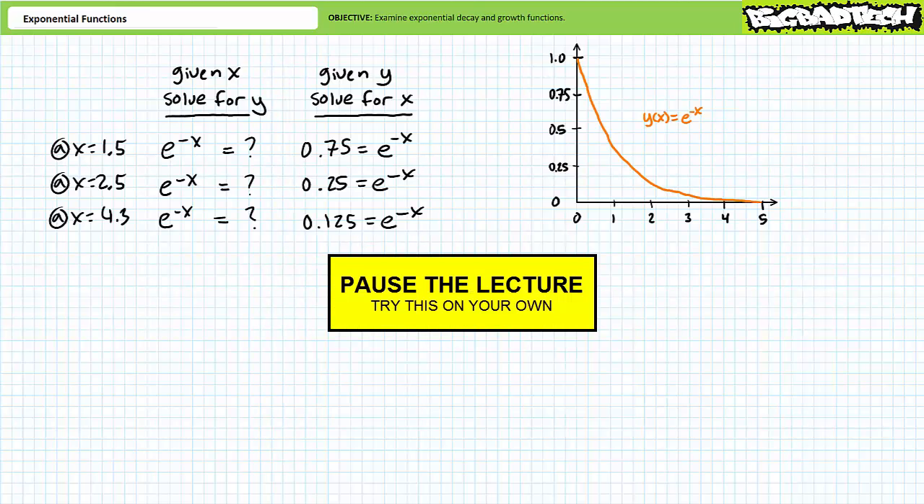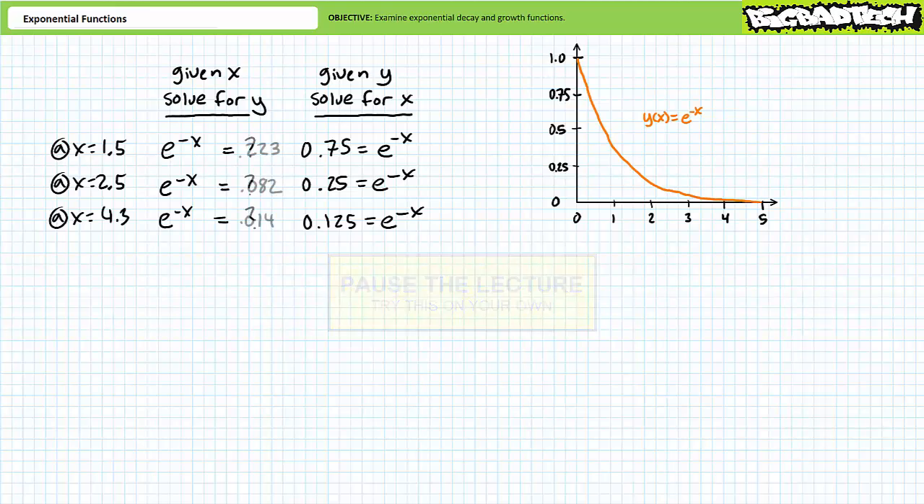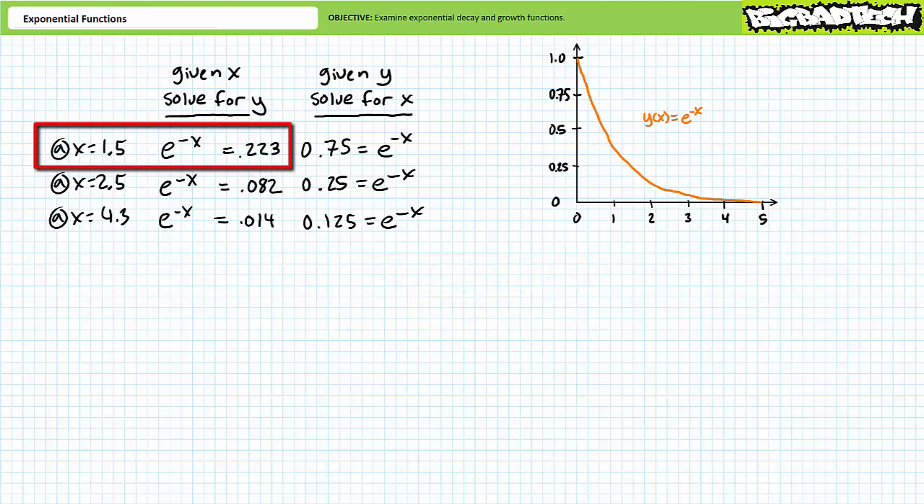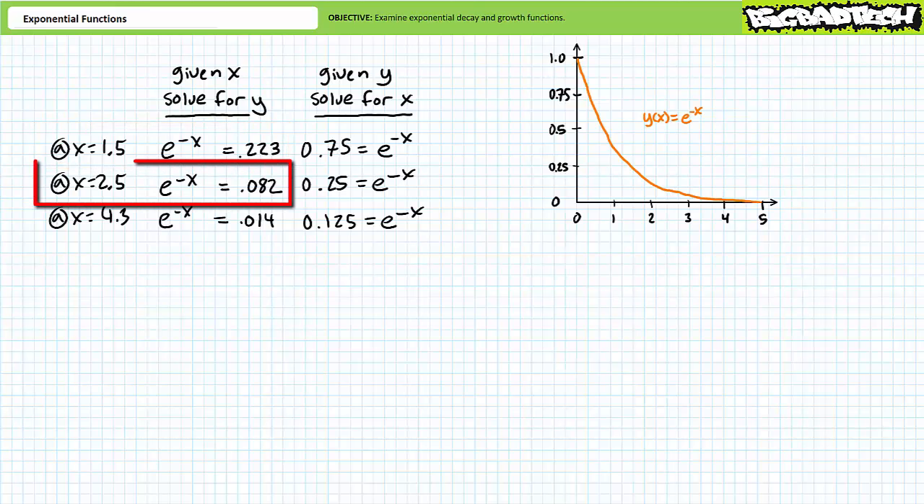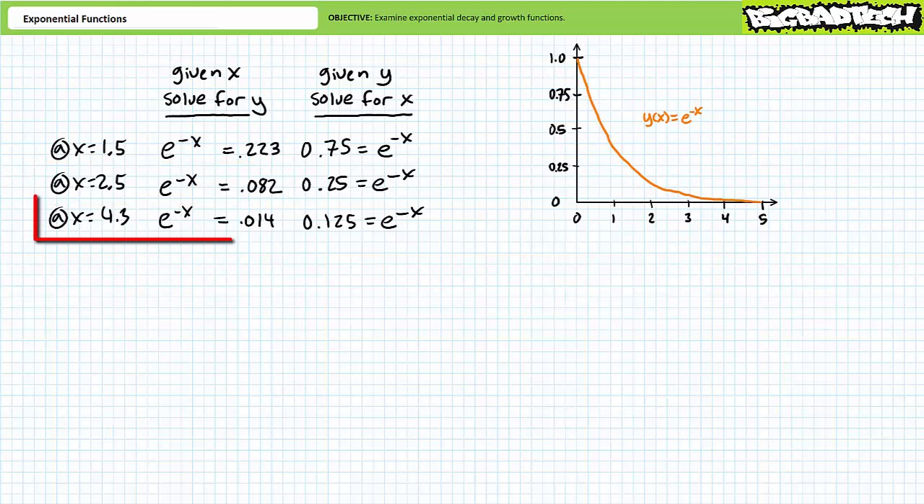If you're tracking, you should have obtained the following results. For our first set on the left, e raised to the negative 1.5 yields 0.223. E raised to the negative 2.5 yields 0.082. And finally, e raised to the negative 4.3 yields 0.014. Note e raised to the negative 4.3 is super small. Like I said earlier, all the magic happens between x equals 0 and x equals 5, so 4.3 being super close to 5 is very, very small.